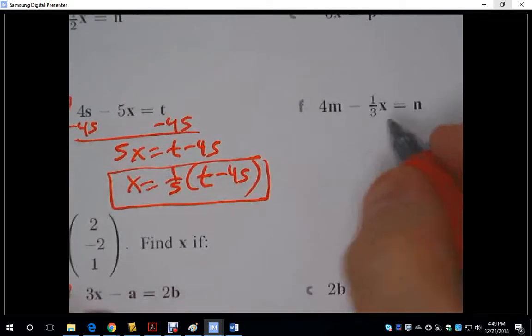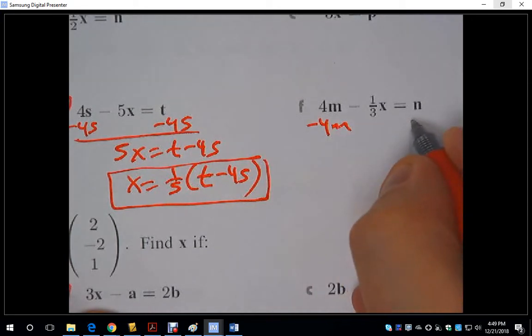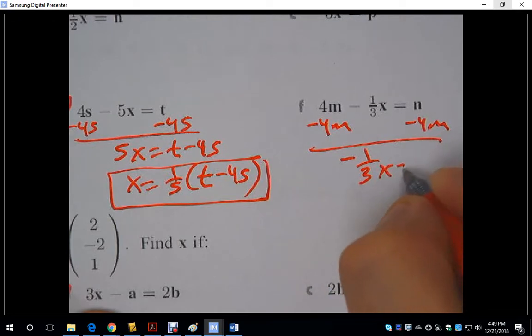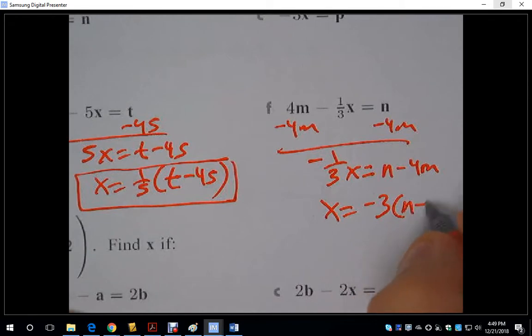Let's do one more, solving for x. I'm going to subtract 4m from both sides. That gives me negative 1/3 x equals n minus 4m. I'm going to multiply both sides by negative 3. That gives me x equals negative 3 times the quantity of n minus 4m.